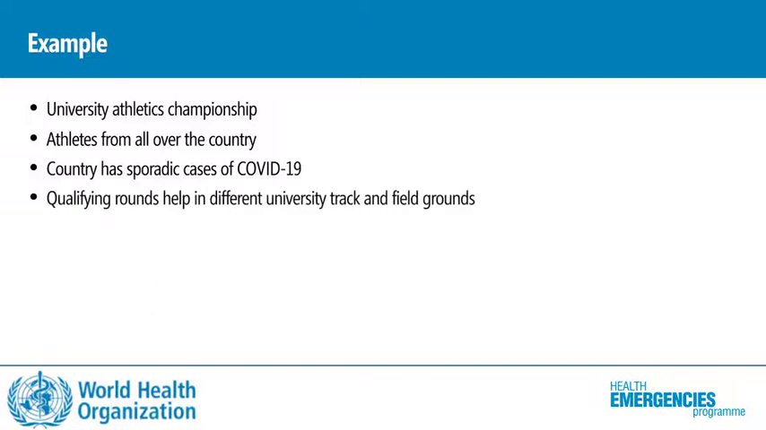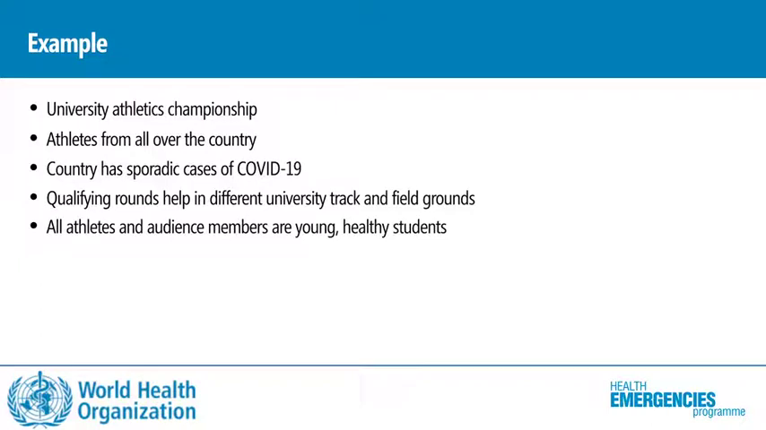The qualifying rounds will be held in 10 different university track and field grounds, with the quarterfinals, semifinals, and finals also held in different venues. All the athletes and most of the spectators will be university students with no reported underlying health conditions.